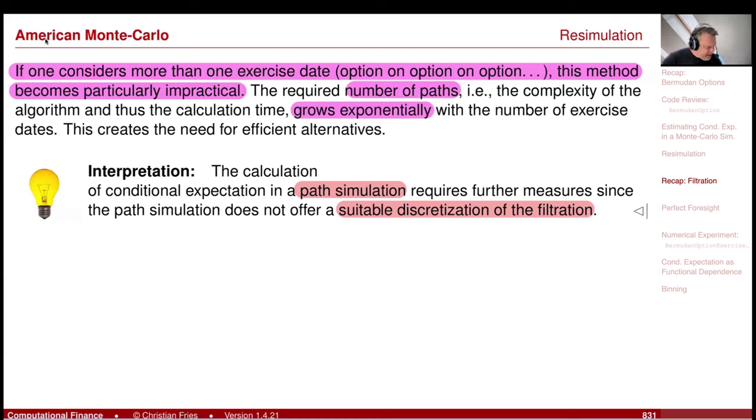Maybe a small recapitulation. What is the filtration? I wrote here conditional expectation, so conditional to FTI. FTI is a sigma field, and the collection of the FTI is the filtration. What is this object, and what do I mean that I do not have a discretization of this?